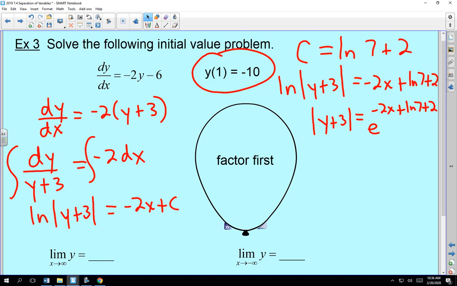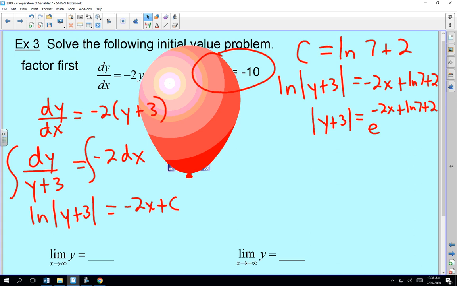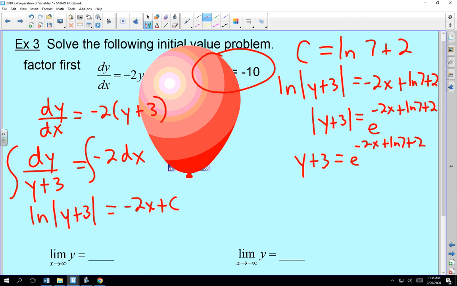Let me just write the final answer. Let me do this with this goofy grid here. It won't let me write over it. So we would drop the absolute value. So y plus 3 equals this mess. And then y equals e to the negative 2x plus ln of 7 plus 2, and then minus 3.